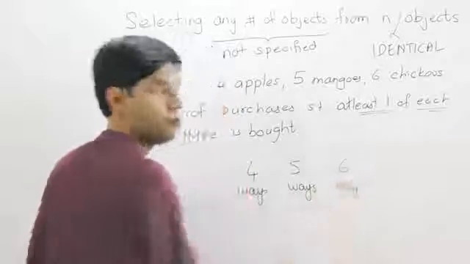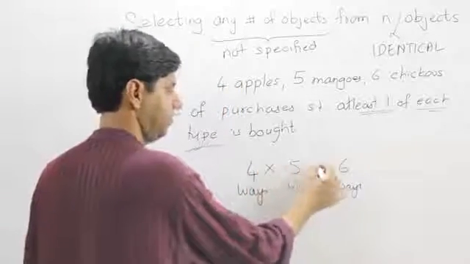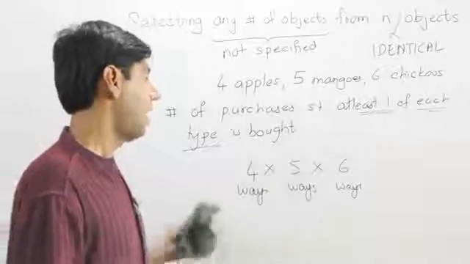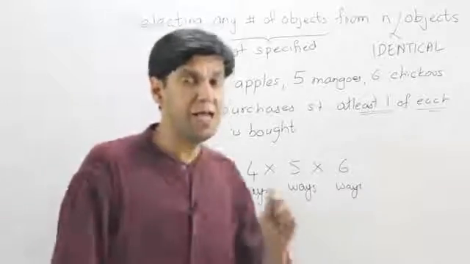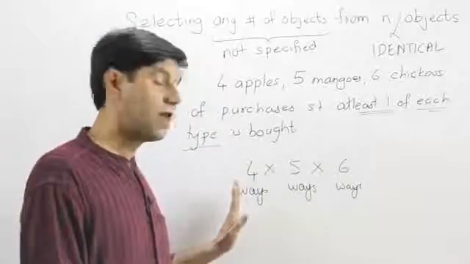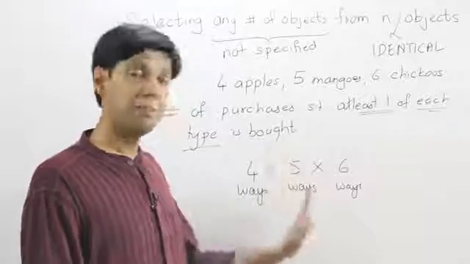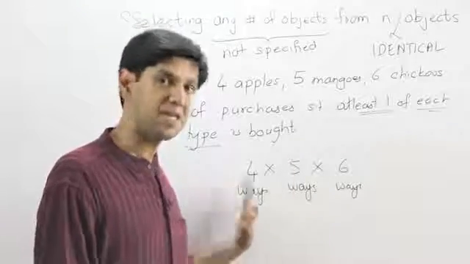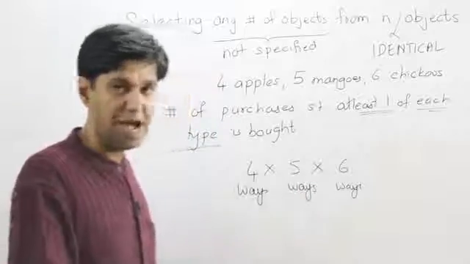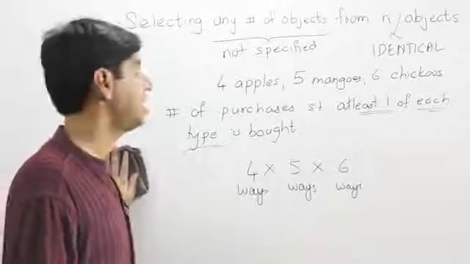And what do I need to do? I need to multiply them, right? Why do I need to multiply? If I just go textbookish ways, am I buying apples or mangoes, or could I buy apples as well as mangoes? I could buy apples as well as mangoes, so it's a multiplication.